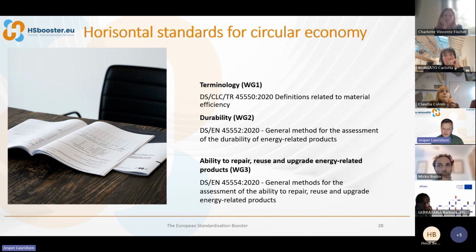Then we also have standards for the ability to repair, reuse and upgrade, and these are different standards that score products. For example, take the Apple phone, where you can't take the battery out and so on. So this is trying to make different criteria for scoring how good a product is at being repaired or upgraded in the future. It also includes software, for example.